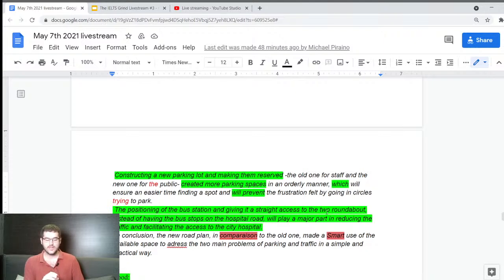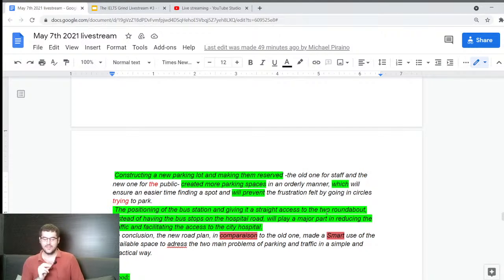Constructing a new parking lot and making them reserved created more parking spaces. This is a very high-level grammatical sentence that has a complex clause as the subject. It's really good, which is why he's 7, close to 8 in grammar. Will prevent, using the future tense correctly here and showing variation. It's not all one tense, but please be careful. Don't do this unless you know your grammar is good. Generally, you're going to be using past tense. Okay, which is a relative clause.